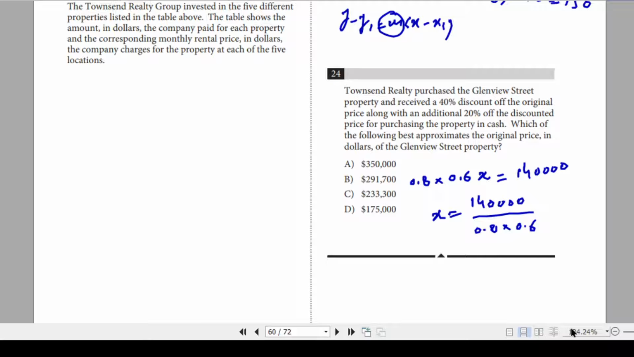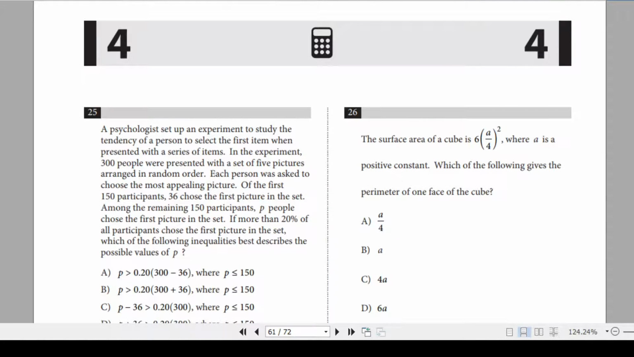That's 291,666, approximately 291,700. So the original price was $291,700 or $291,666. So the approximate answer is this. All right. Question number 25 now.